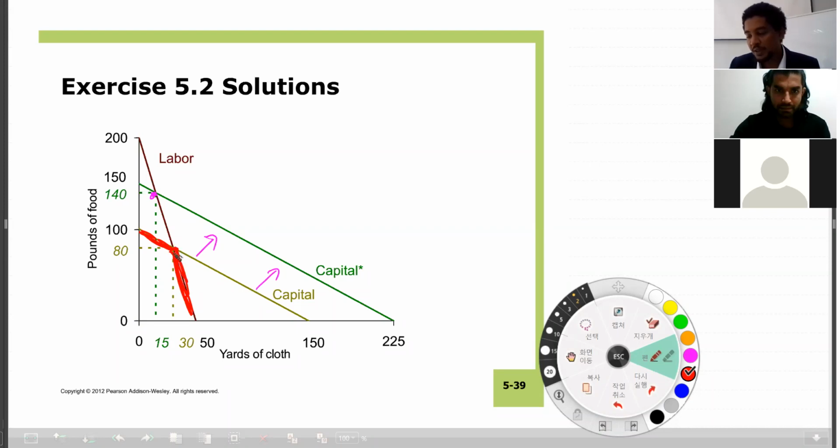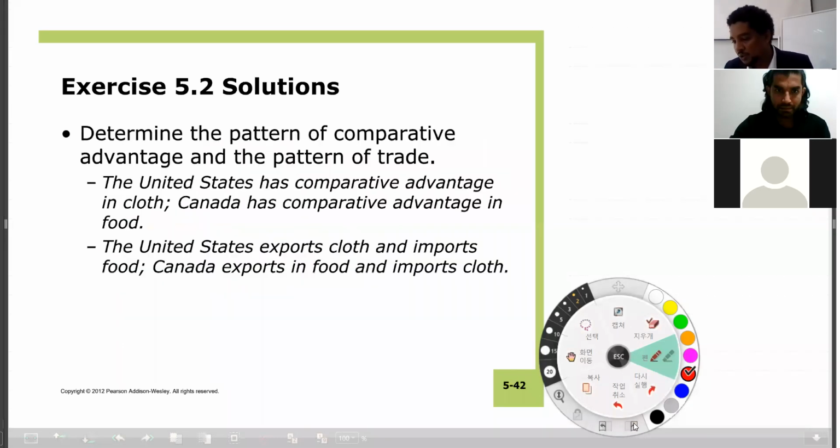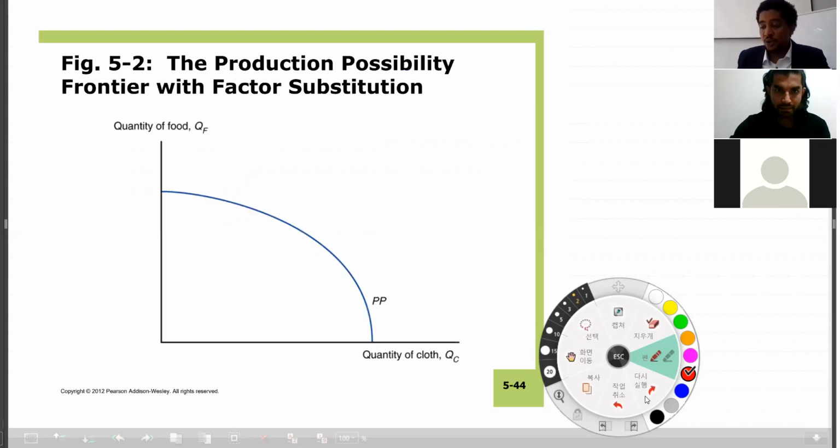And if it doesn't have a constant slope, then we cannot for sure explain the opportunity cost, right? Because this has its own slope, and this has a different slope, right? But we want to have one slope, and we want it to be curved, okay? So that will come with substitution, okay? So opportunity cost of clothes increases as production makes more clothes. So this shows quantity of food, we have quantity of clothes.